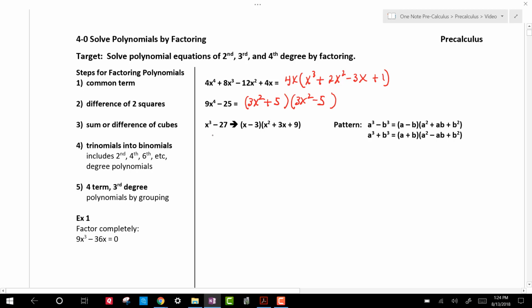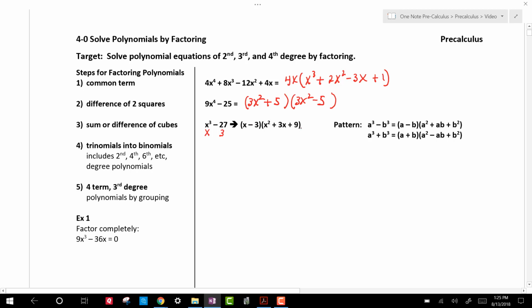Sum and difference of cubes. A difference of cubes is something like x cubed minus 27. And it always factors out with the same pattern. If you look at what is the cube root of x cubed, that's x. What is the cube root of 27? Well, that's 3. All right, so if you notice my first factor here, it has an x minus 3, so it has the same sign.